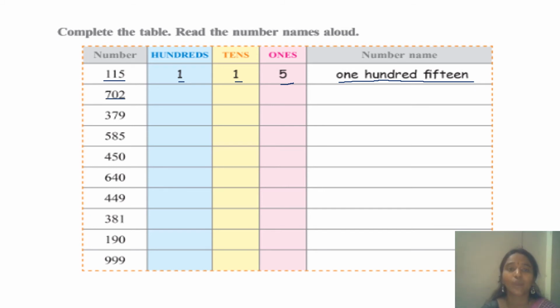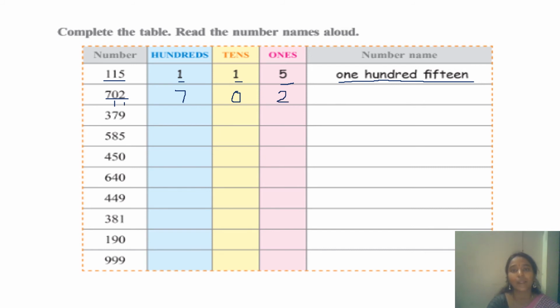702. Okay. Now under hundreds, what should I write? What is the digit in hundreds? 7, right? So I am writing 7 under hundreds. And how many tens are there here? 0, right? So 0 tens. And how many ones are there? 2, right? So I am writing 2 here.